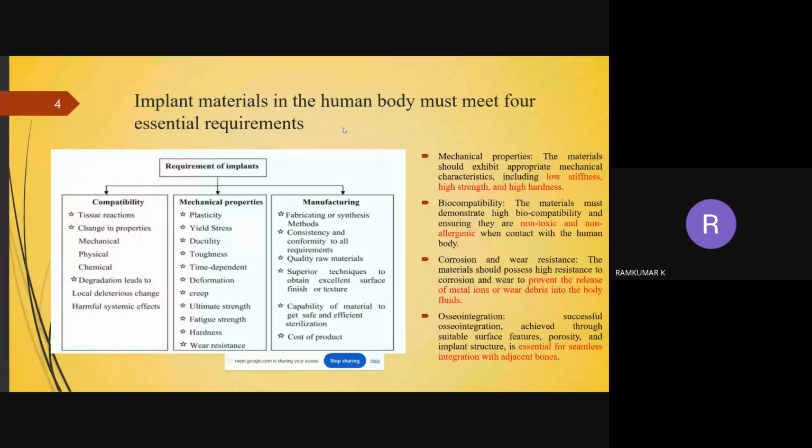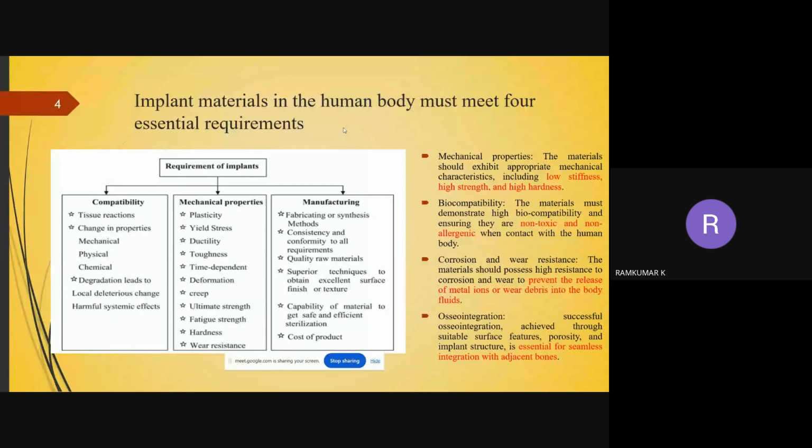Synthesis means it will be made at the nano level. The next one is the consistency of the requirements. After that, the quality of the raw material should be good. After that, it should be capable of safe and efficient sterilization. And the last one is the cost of the product. So these are the requirements which the materials you are using for an implant should meet.